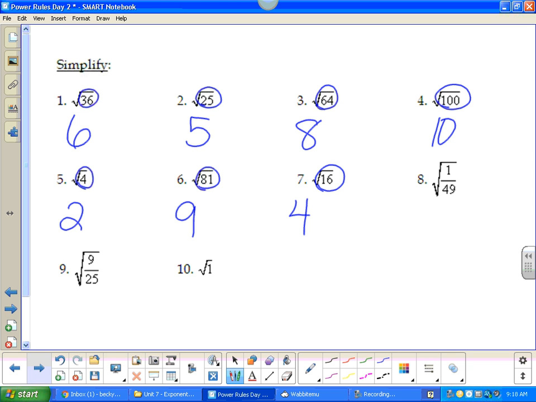Please don't panic when you see a fraction. Just shoot the top, shoot the bottom. Square root of 1 is 1. Square root of 49 is 7.